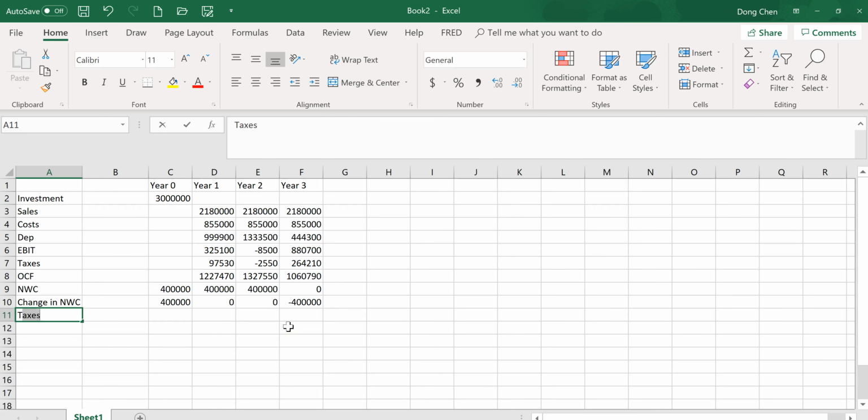And now the terminal value calculation. So in order to do that, first I get the book value of the remaining asset.